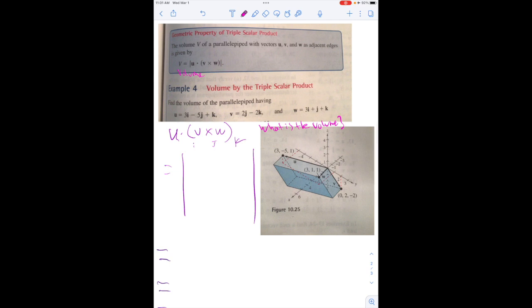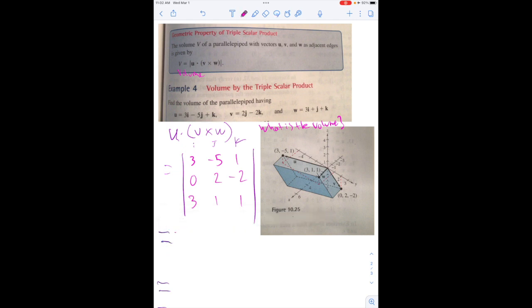looking at these points, I've got 3, -5, and 1. I have 0, 2, -2. And I have 3, 1, 1. So I'm going to go through again. I've got I, J, K. Same process: if I'm looking at column I, I need to use J and K. If I'm looking at J, I need to use the other columns. And so you're going to move through that.